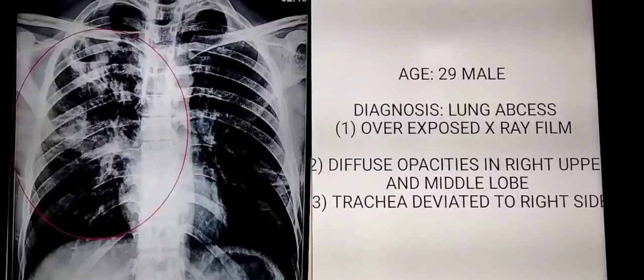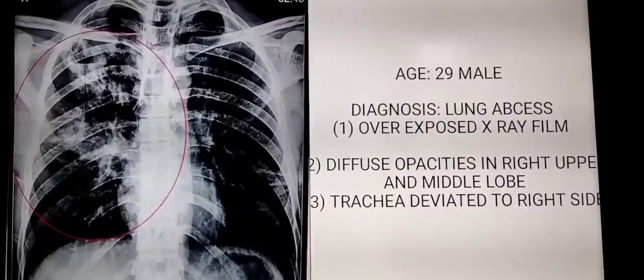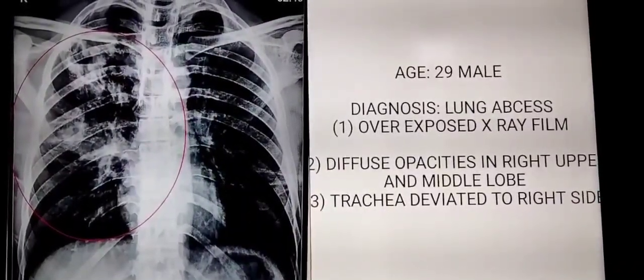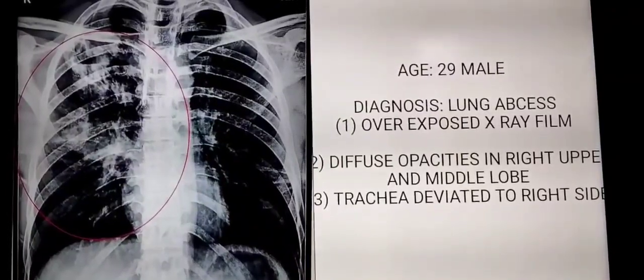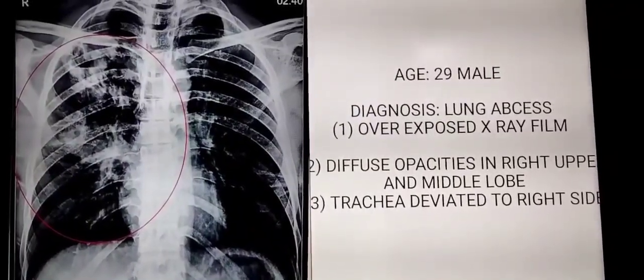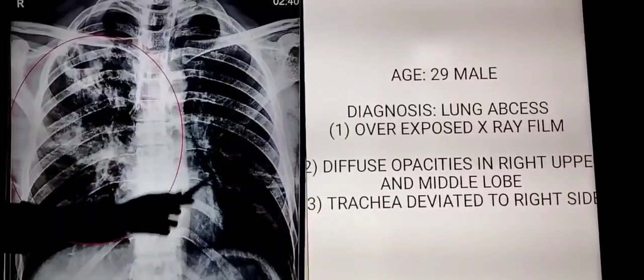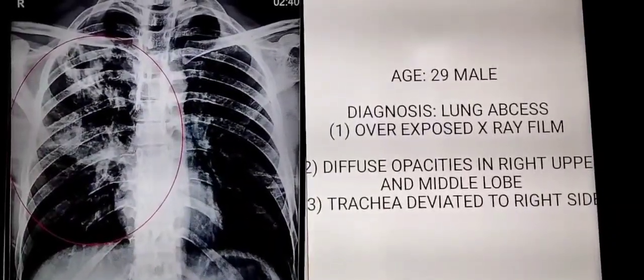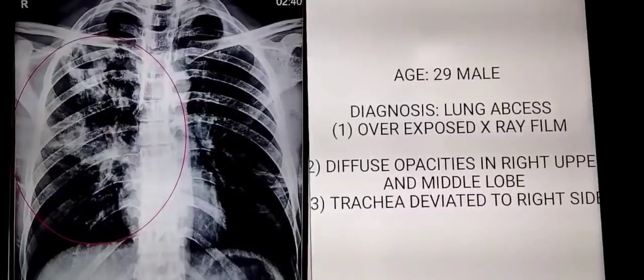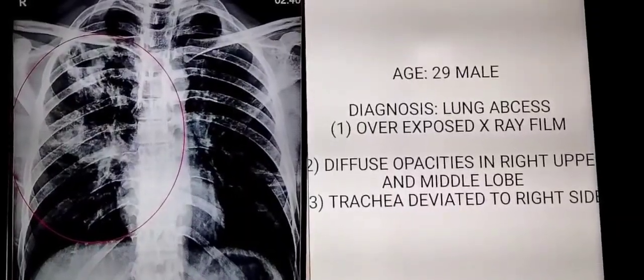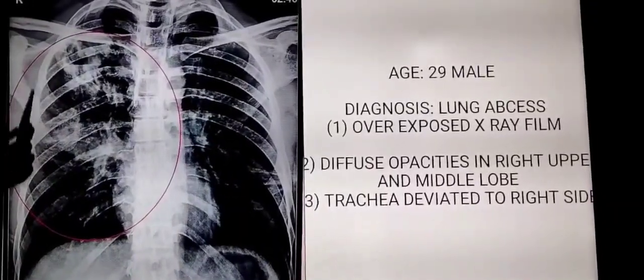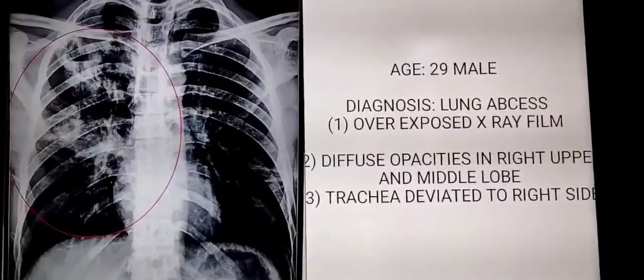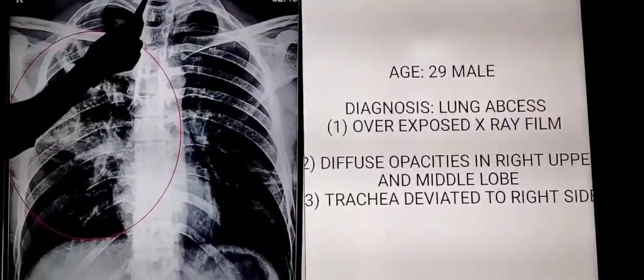The present picture is of a 29-year-old male diagnosed with lung abscess. Abnormal findings are: first, overexposed X-ray field. Increased black shadow of the bilateral lungs suggests an overexposed X-ray field. Second, diffuse opacities in the right upper and middle lobe. Third, trachea deviated to the right side.